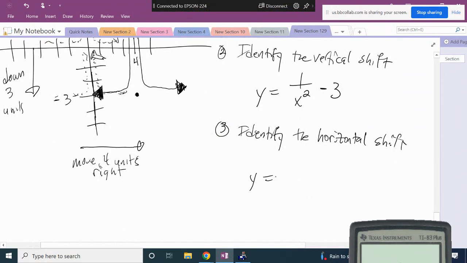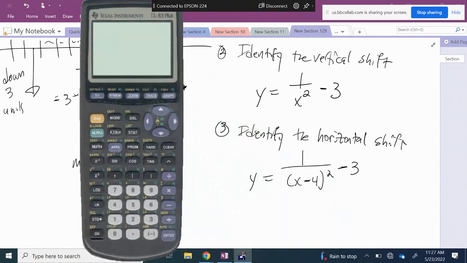I'm going to write this out as y is equal to 1 divided by x minus 4 quantity squared minus 3. Right, so notice that minus 4 goes within our function and it's attached to x. So to verify that, I'm going to graph.